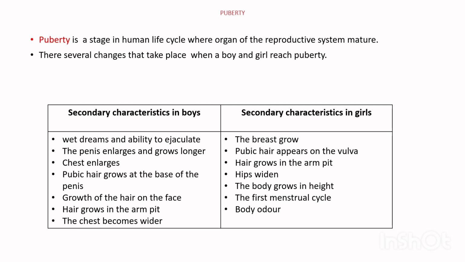So there are several changes that take place when a boy and girl reach puberty. We have secondary characteristics in boys. 1. Wet dreams and ability to ejaculate. 2. The penis enlarges and grows longer. 3. Chest enlargement. 4. Pubic hair grows at the base of the penis. 5. Growth of hair on the face. 7. Hair grows in the armpit. 8. The chest becomes wider.